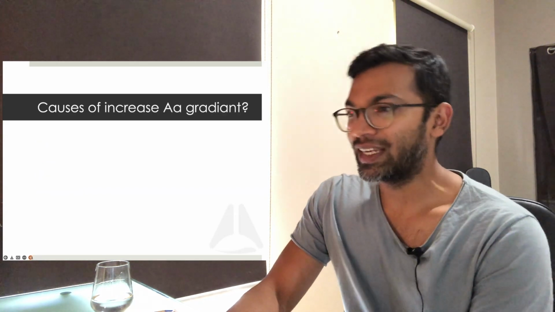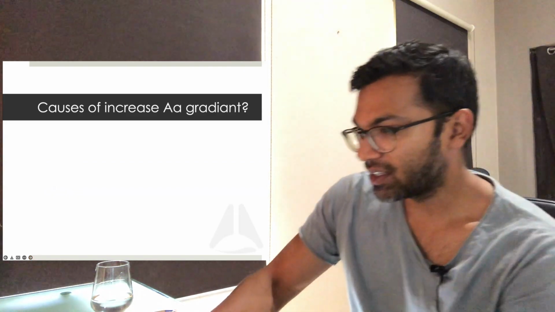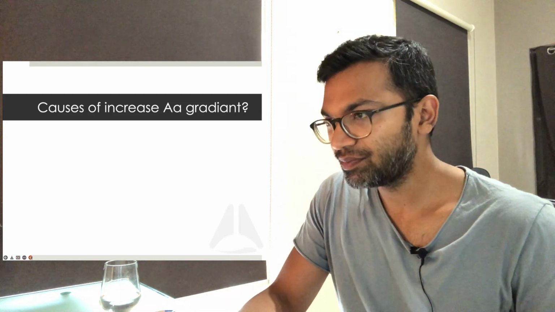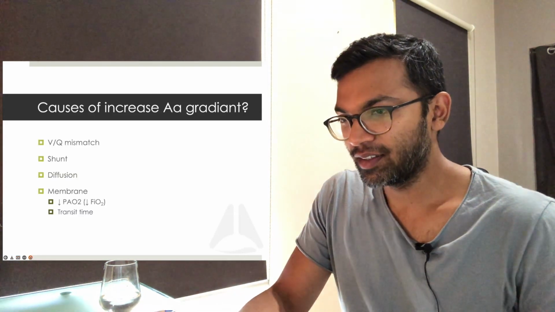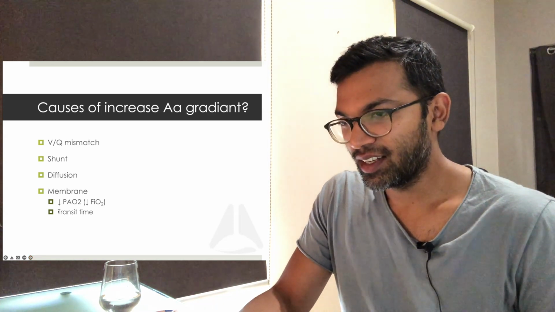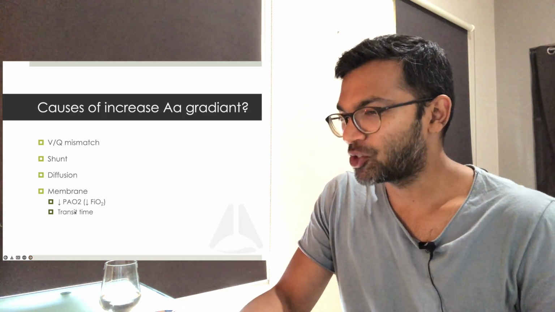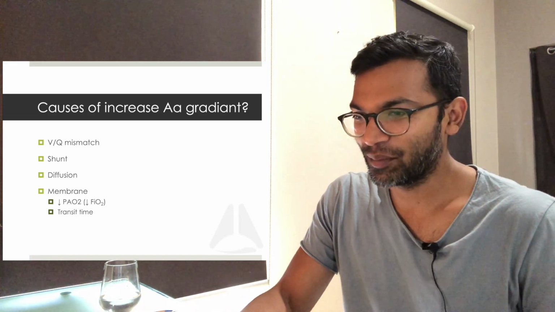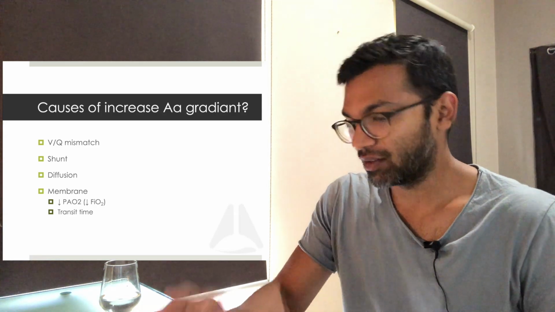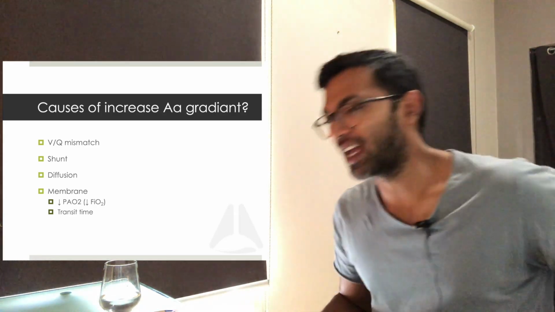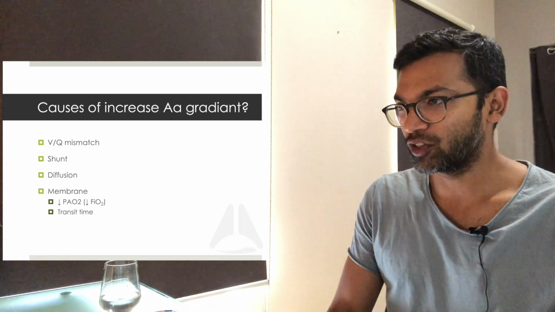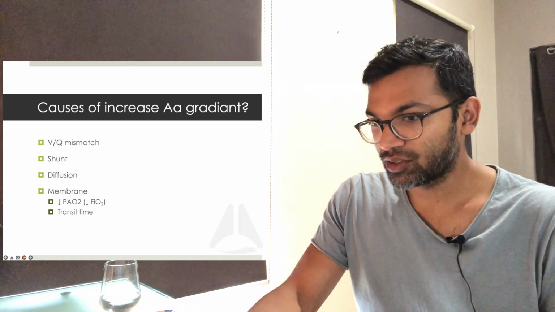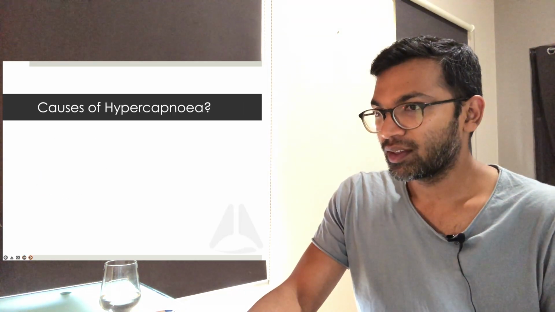Okay, next one, causes of an increased AA gradient. Take 30 seconds. I would have just said diffusion, VQ mismatch, and shunt. Perfect. Diffusion, VQ mismatch, and shunt. Oh, the one extra thing I've added there is the transit time. When you have diffusion abnormality versus perfusion abnormality, and then that transit time increase. The fact that something can turn from a perfusion limit to a diffusion limit of gas can make a problem there. So that's the other thing, but I totally agree with you.